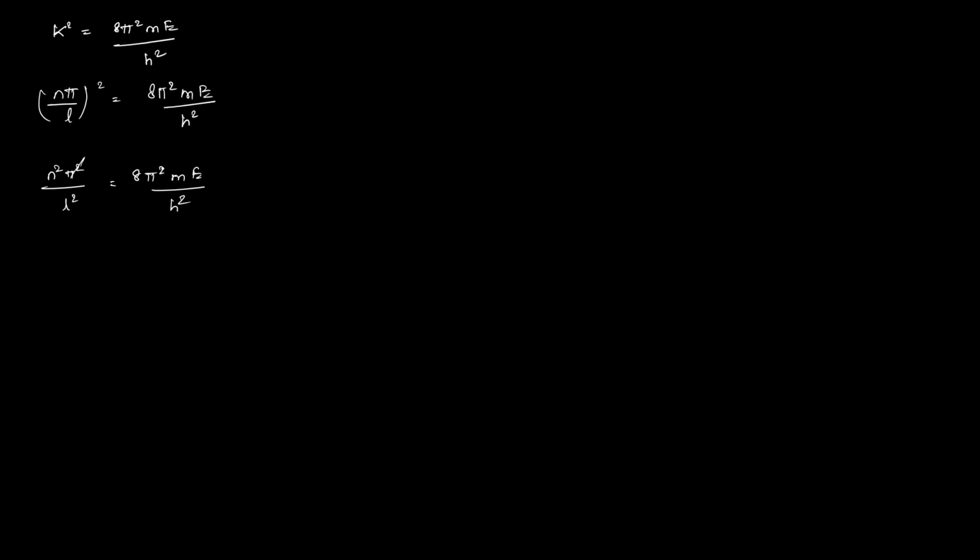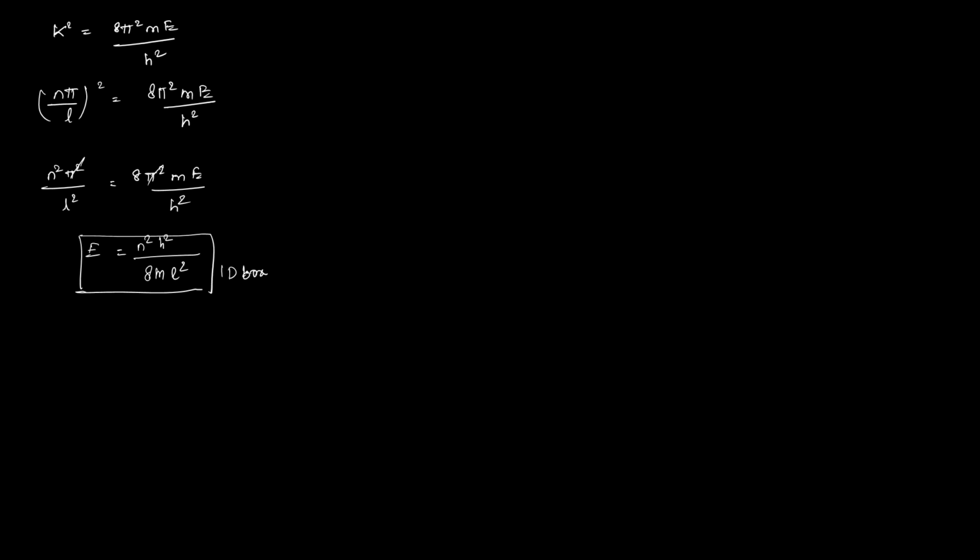Okay, your pi square will be cancelled. If you rewrite this equation, your energy is going to be equal to n square h square by 8 m l square. So this is your energy for your particle in 1D box.